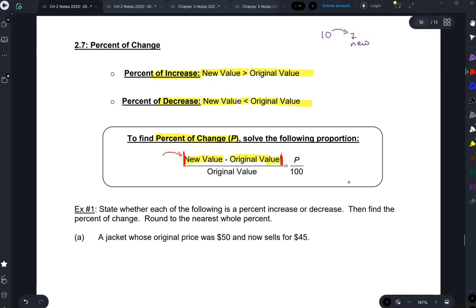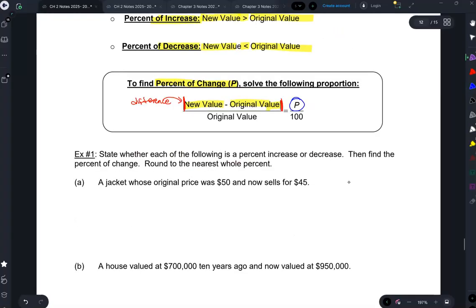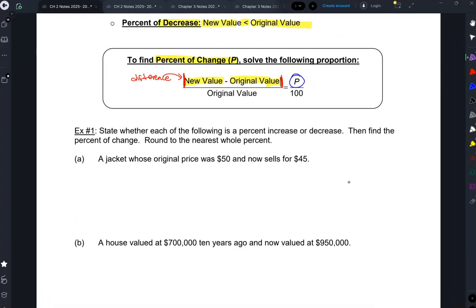So basically we want to take the difference between the old and the new value. Divide that by the original value, that's a ratio, equals P over 100, and what we're solving for is P. So you're always going to set up a proportion. Okay, so let's take a look here. State whether each of the following is a percent increase or decrease, then find the percent of change. Round to the nearest whole percent.